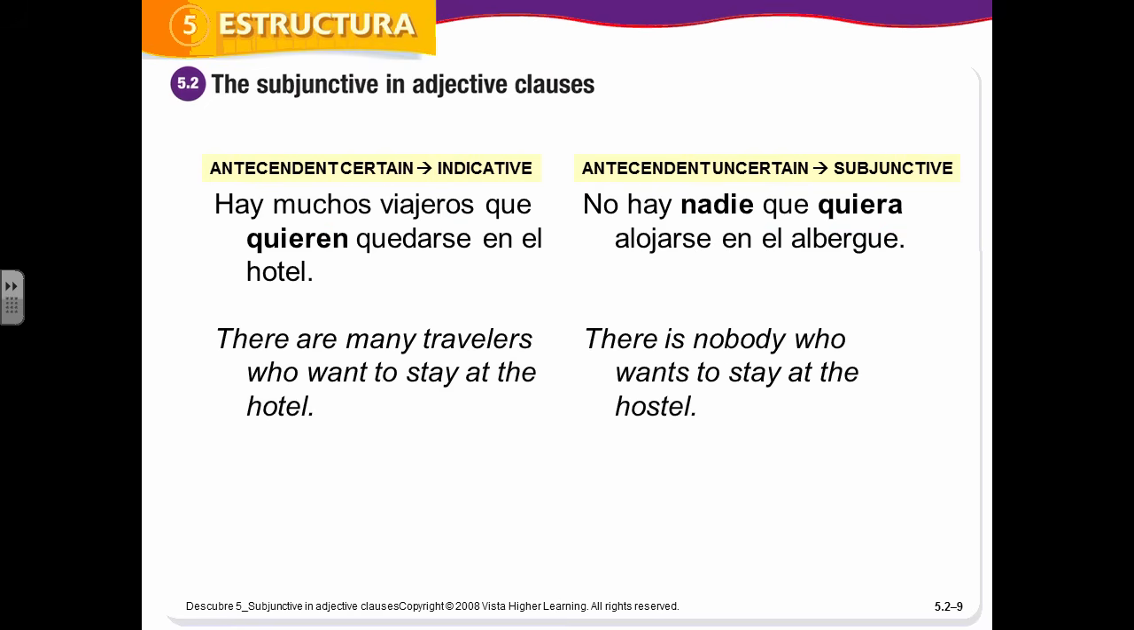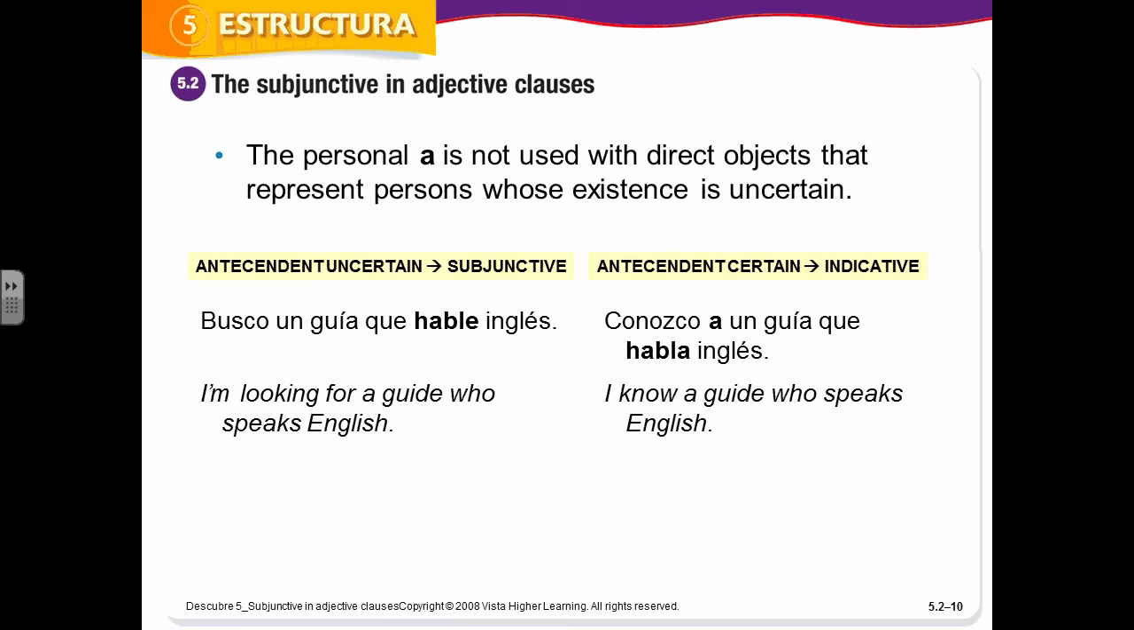Un poco más de ejemplos. Hay muchos viajeros que quieren quedarse en el hotel. There are many travelers who want to stay in the hotel. No hay nadie que quiera alojarse, lo siento, en el albergue. This person does not exist, so we would use the subjunctive.